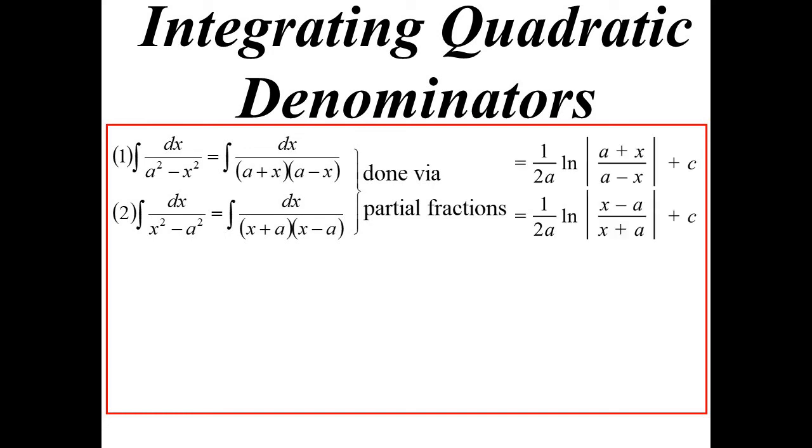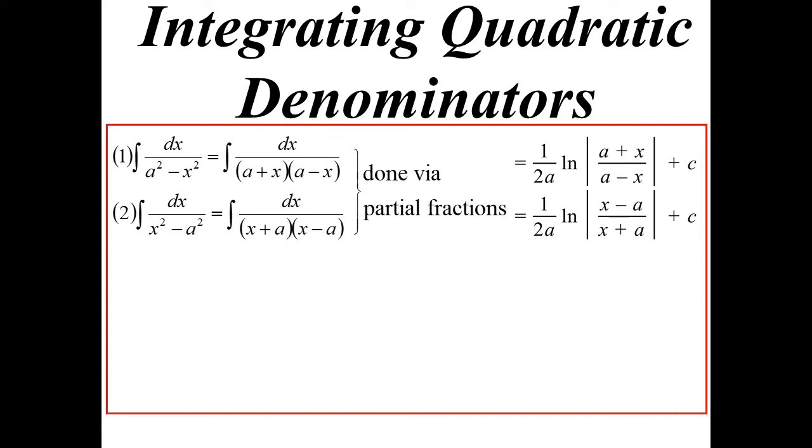So it's 1 on 2a, the natural log, well, the first one's (a plus x) on (a minus x), and the second one's (x minus a) on (x plus a). Now, how do I remember that? If it's a squared minus x squared, then I start with the a. If it's x squared minus a squared, I start with the x. Now all I've got to remember is which one goes on top.